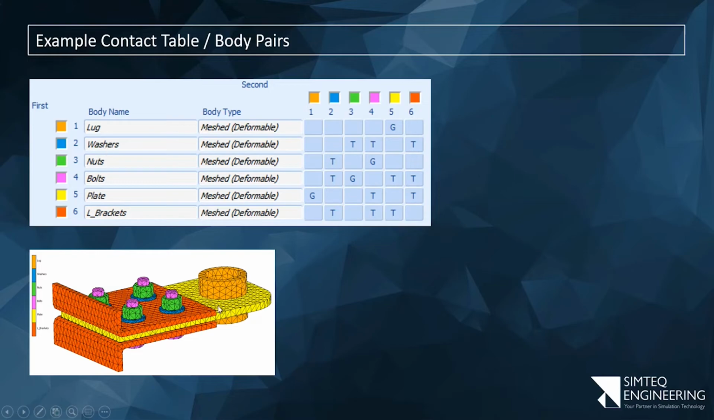I look at the washers. The washers are touching both the nuts and the L bracket. So let's see, the washers touch number 3 and 4, which is the nuts and the bolts. Bear in mind on the other side, we've got the bolt. And in addition, we've got part number 6, which is the brackets.